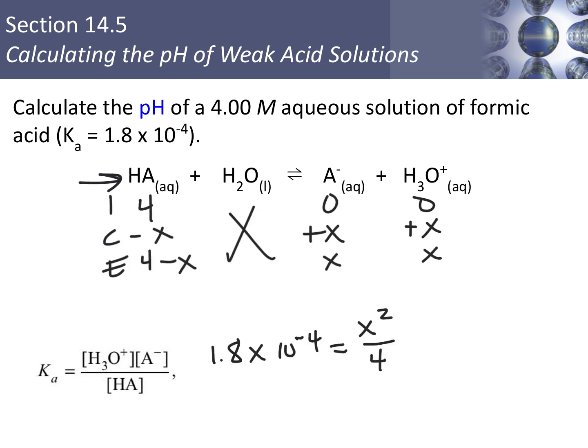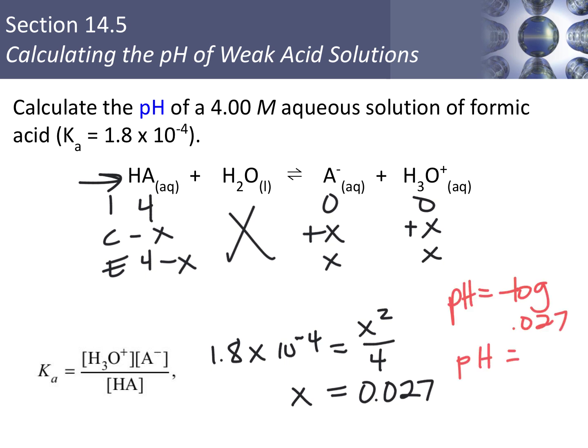In my ice chart, I start with an initial concentration for my acid, HA, as 4, and then minus X, plus X and plus X on the products. And then I substitute into my equilibrium expression. X squared over 4 is equal to 1.8 times 10 to the negative fourth. Once I solve for X, I get 0.027 rounded to two significant figures.